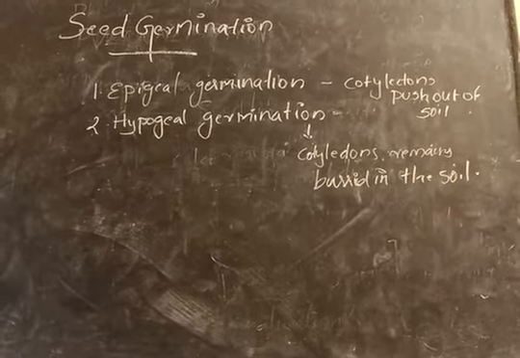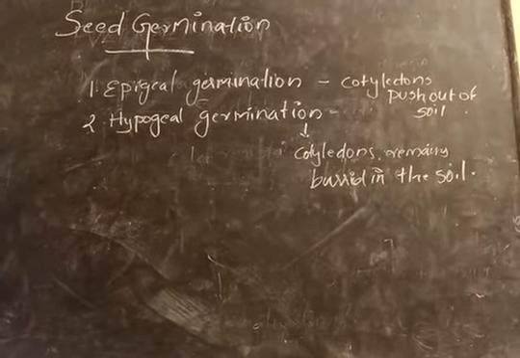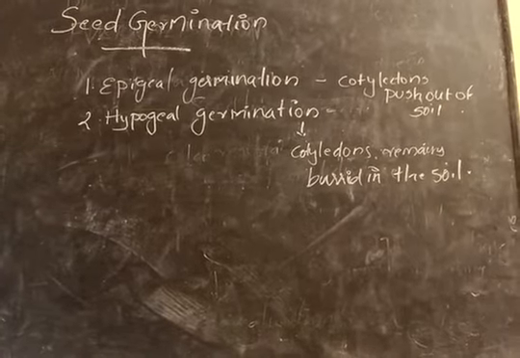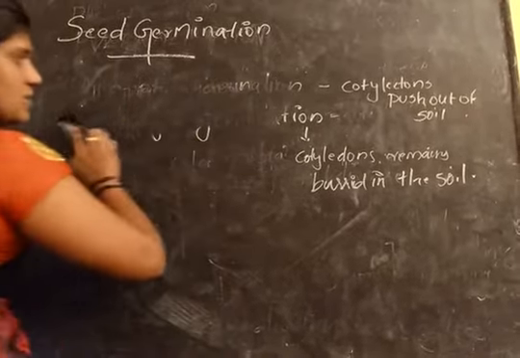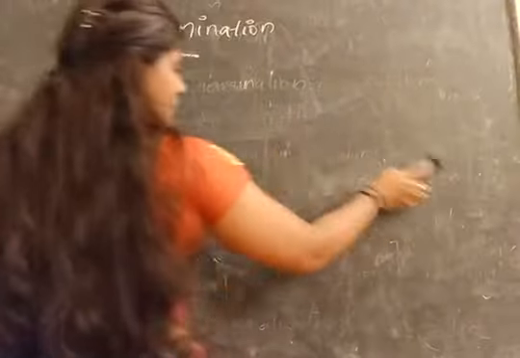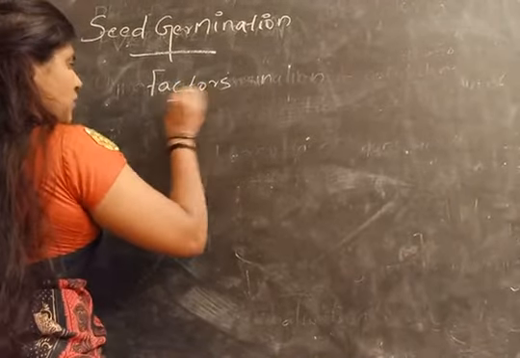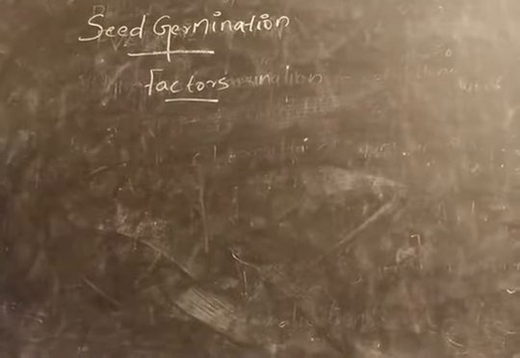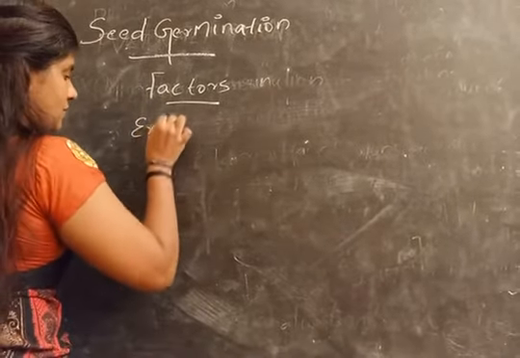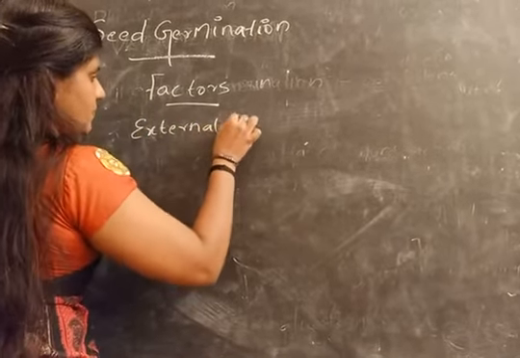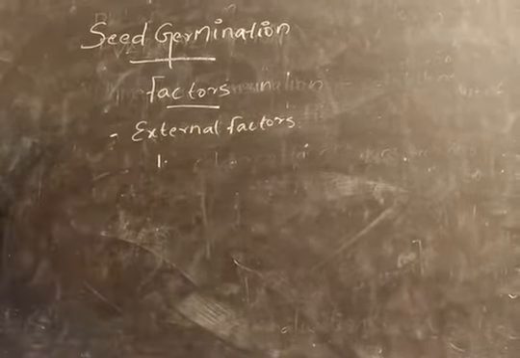Castor and bean are examples of epigeal germination, whereas maize, peas, etc. are hypogeal germination. Then factors affecting germination. What are the factors affecting germination? There are internal factors as well as external factors that affect germination. First, we can look at the external factors that affect the germination. What are the external factors?